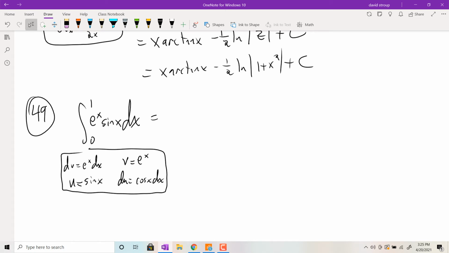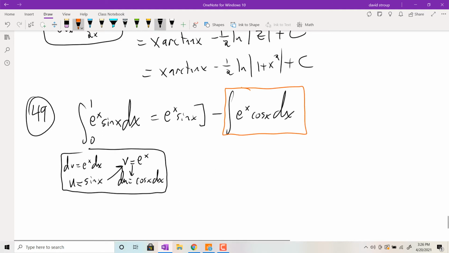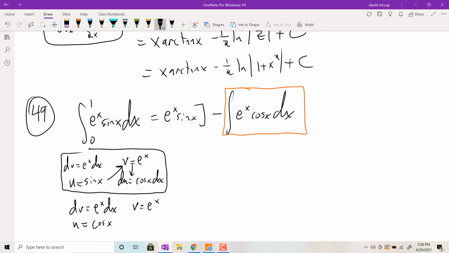And then we'll do this times this. So e to the x sine x. And we have to evaluate minus this times this. Integral of that. So e to the x cosine x dx. And it seems like we're no better off, so what we do is apply by parts again to this critter. Okay. So again, trig comes before exponential.